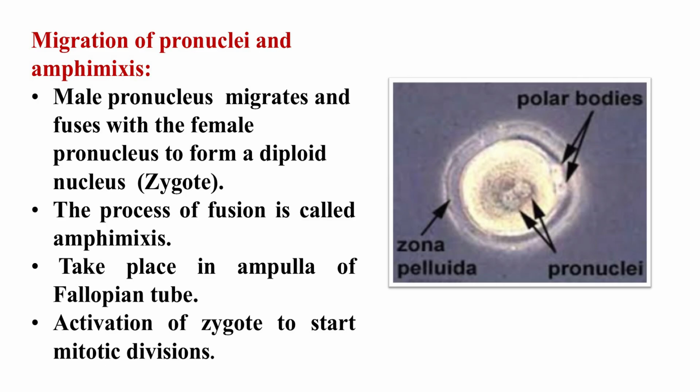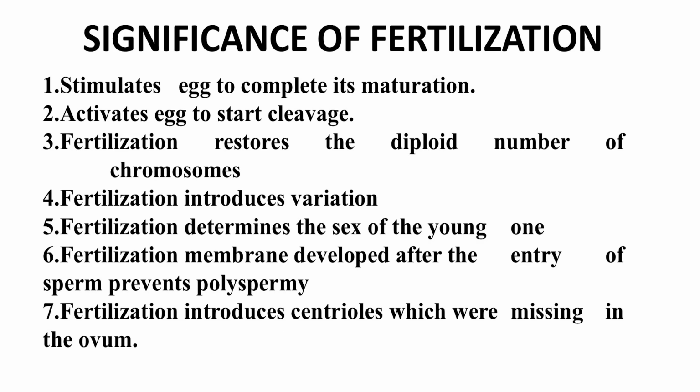Activation of the zygote will then start and it will divide mitotically to increase the number of cells. From this single diploid zygotic cell, a multicellular organism will develop. Now, coming to the significance of fertilization. It will stimulate the egg to complete its maturation. Without the fertilization stimulation, the meiotic II division cycle of the secondary oocyte will not be completed. Now, what will happen?